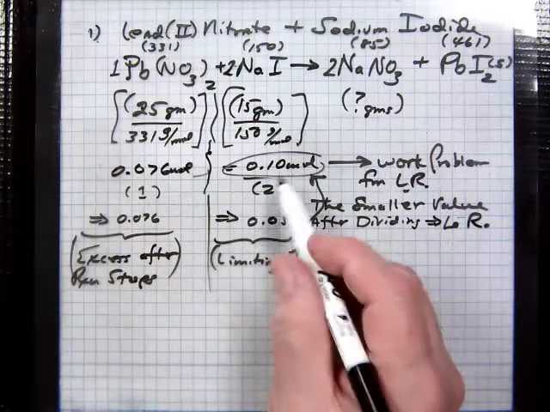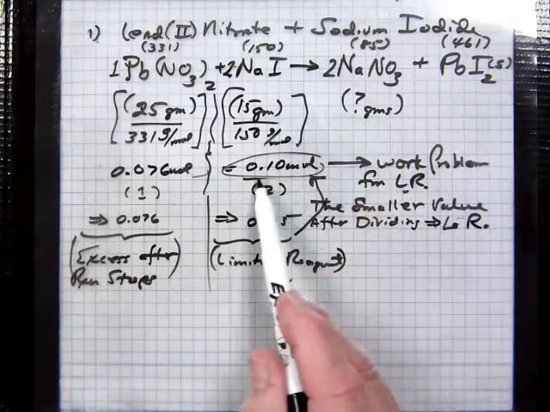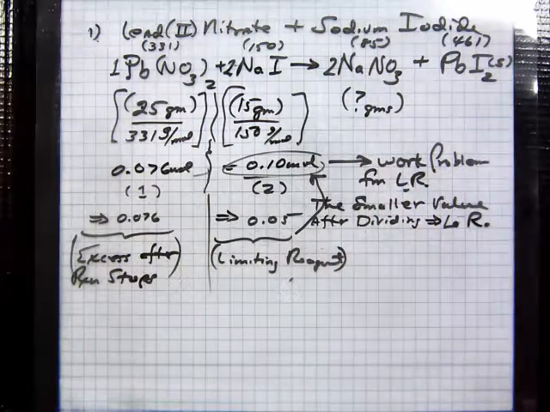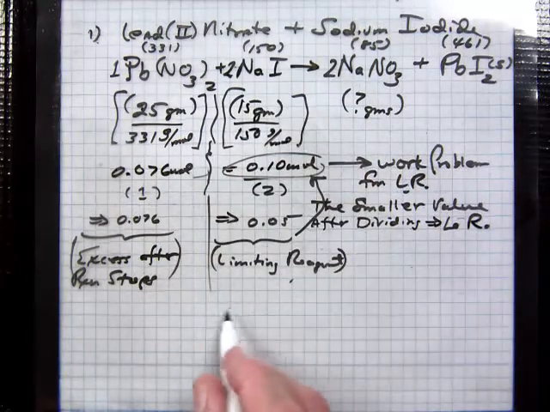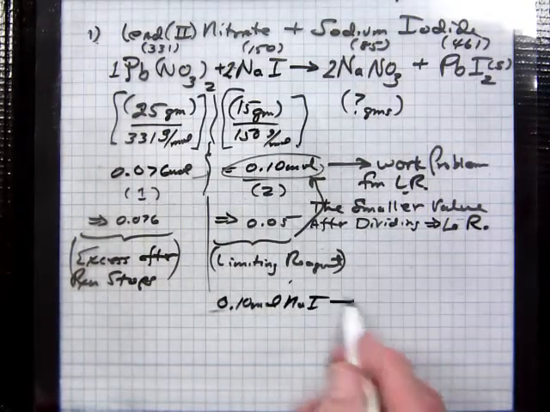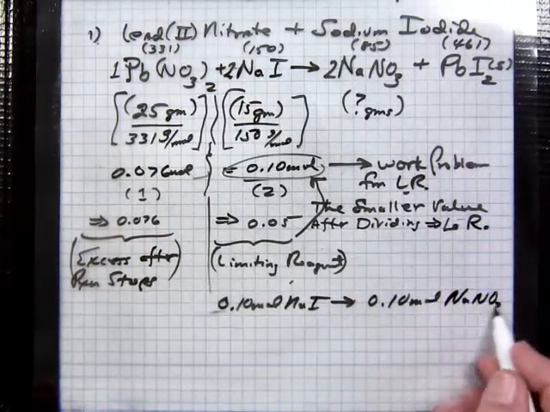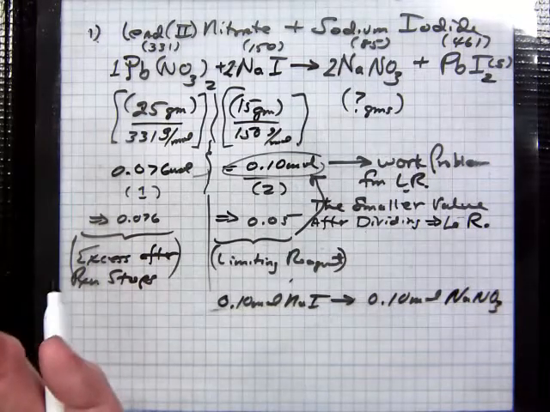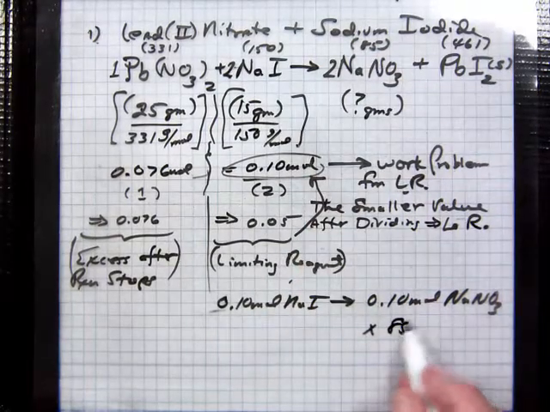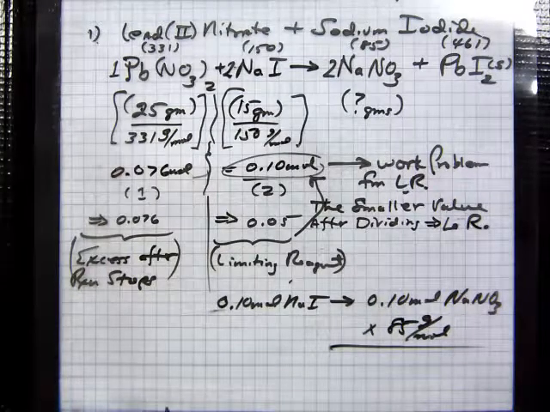Because that's the limiting reagent, we want to compare this. Two the same coefficients, 0.1 mole will produce 0.1 mole. Then times formula weight, we got it. So 0.10 mole of NaI will yield 0.10 mole of NaNO3, because it's the same coefficients. In grams, it's times the formula weight, which is 85, and whatever that comes out to be is 8.51 grams.